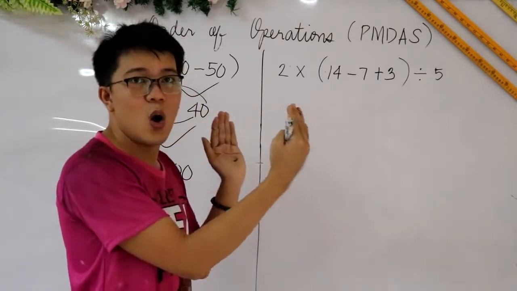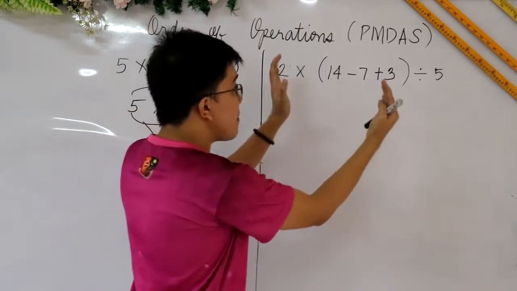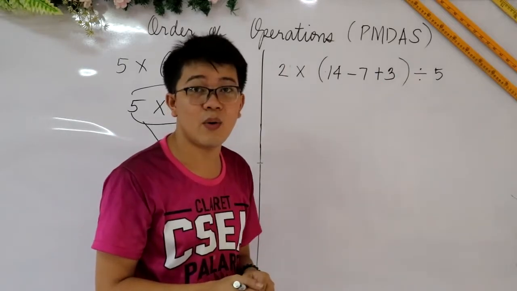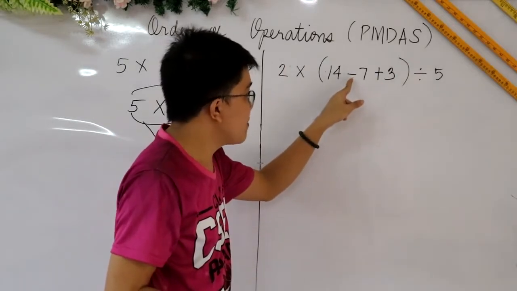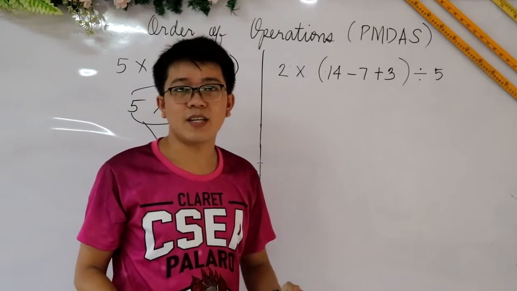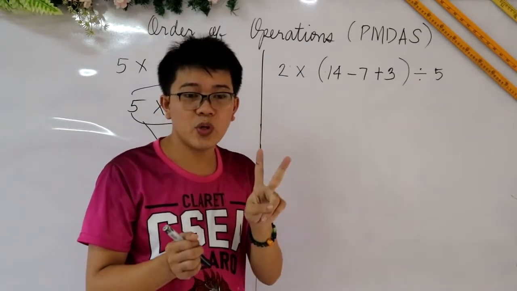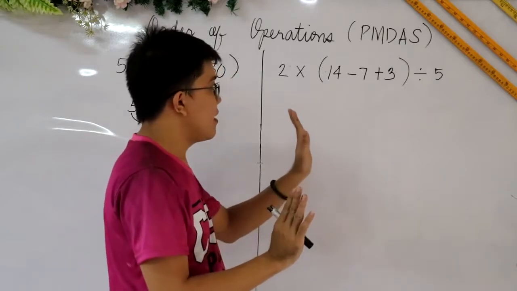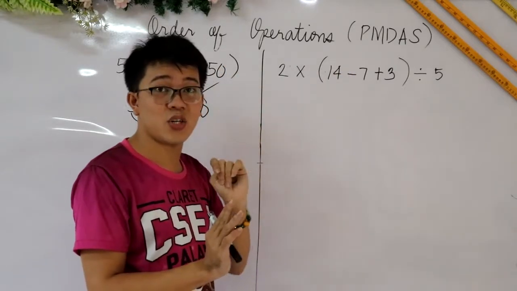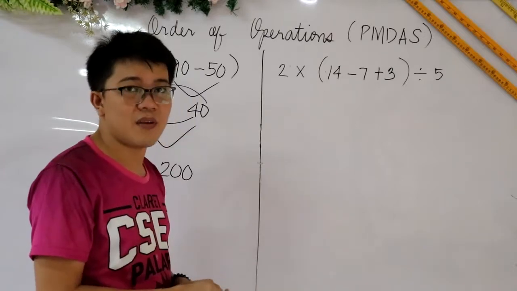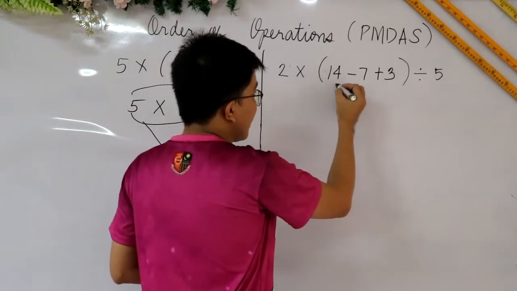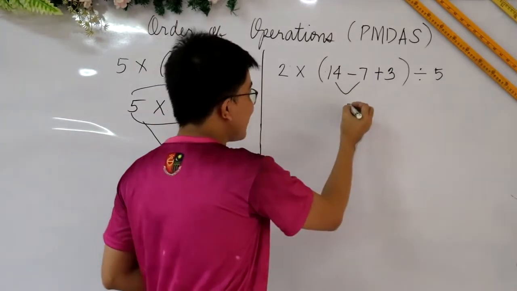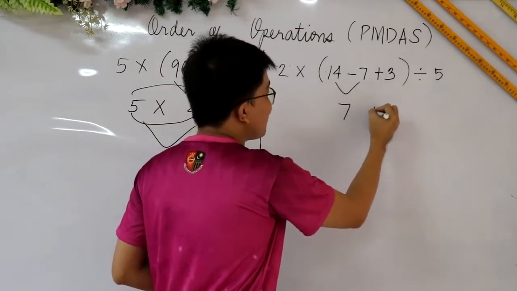We have to first perform all the operations inside the parentheses. Now what are those operations? Subtraction and addition. Now between the two, we decide which to do first. Remember, subtraction comes first, so we will subtract before we add. So what is 14 minus 7? Correct, the answer is 7. Bring down 3.